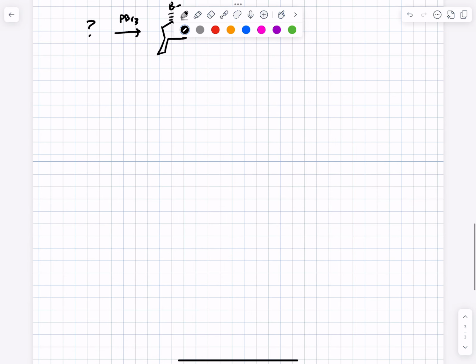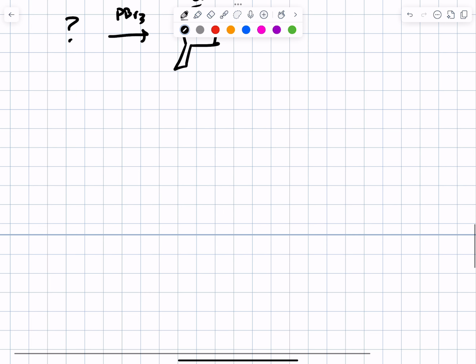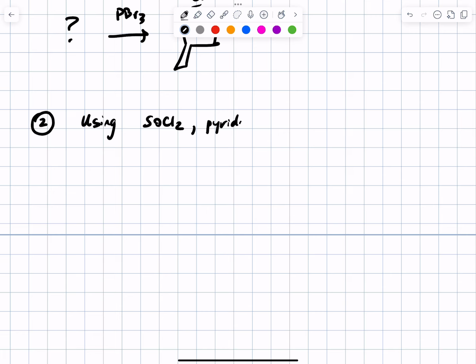Strategy 2 is very related to it. In fact, it almost shouldn't be a second strategy, but this will be using SOCl2 and a base, pyridine, to convert an alcohol to an alkyl chloride. Again, the mechanism is going to be SN2.